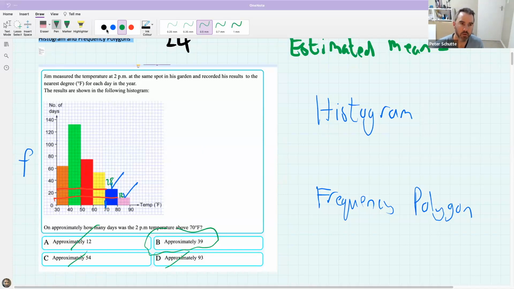Now, I'm going to make up my own question now. Approximately how many days are below 40 degrees? So how many days are below 40 degrees for this particular data set? Approximately. Put your answer in the chat.